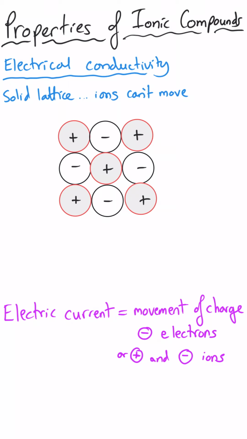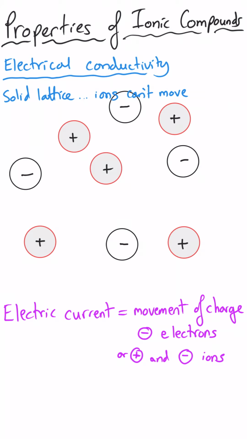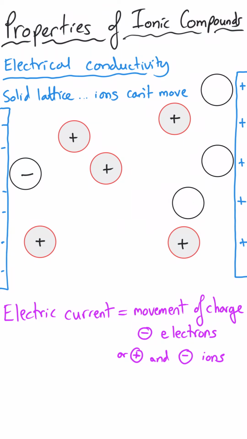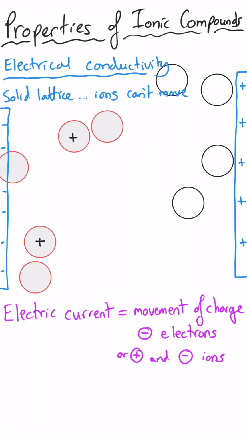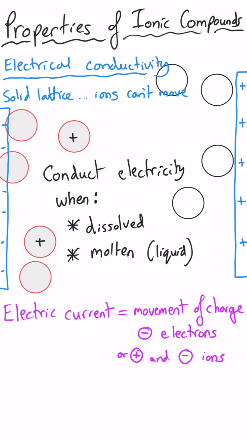But once these ions have dissolved in water and they have fully separated away from the lattice and they're surrounded by water molecules, these ions are free to move. And so when they're dissolved, these separated ions can move towards their opposite charge. So all of these negative ions would move towards a positive electrode, and all the positive ions would get attracted towards a negative electrode. And these moving ions are an electric current. So ionic compounds conduct electricity when they're dissolved in water, as I've shown here, but also when they are molten, in other words, when they've been heated up to become a liquid.